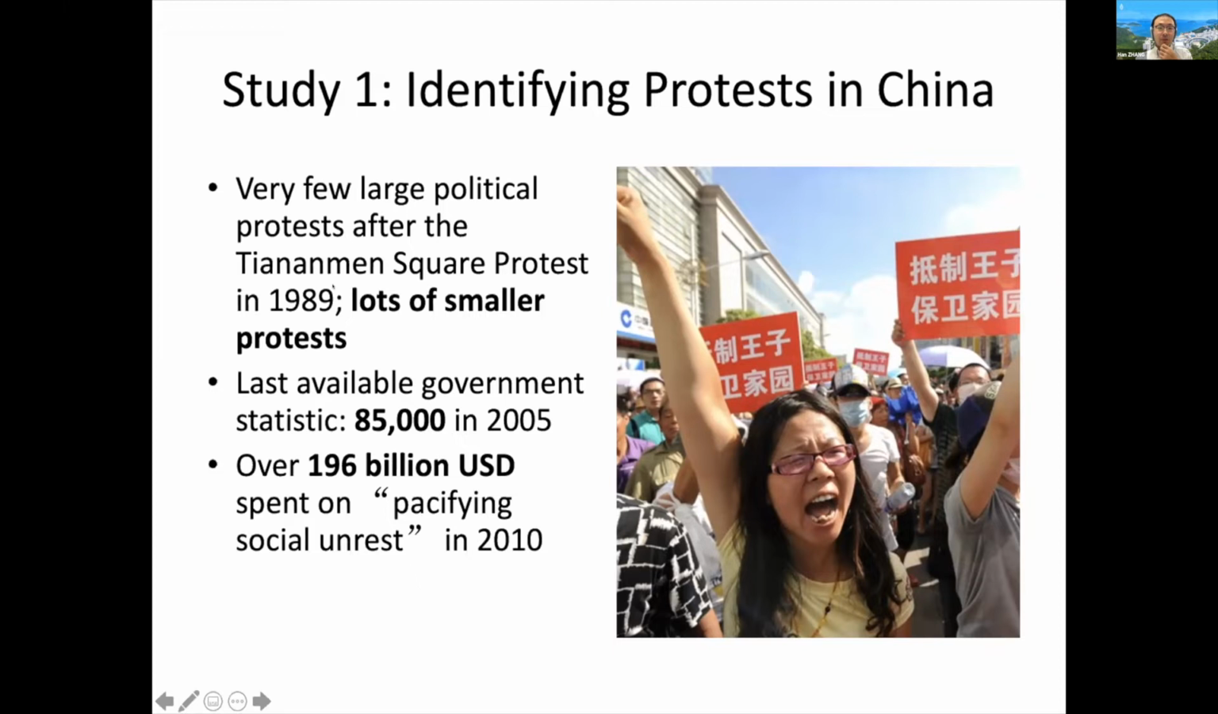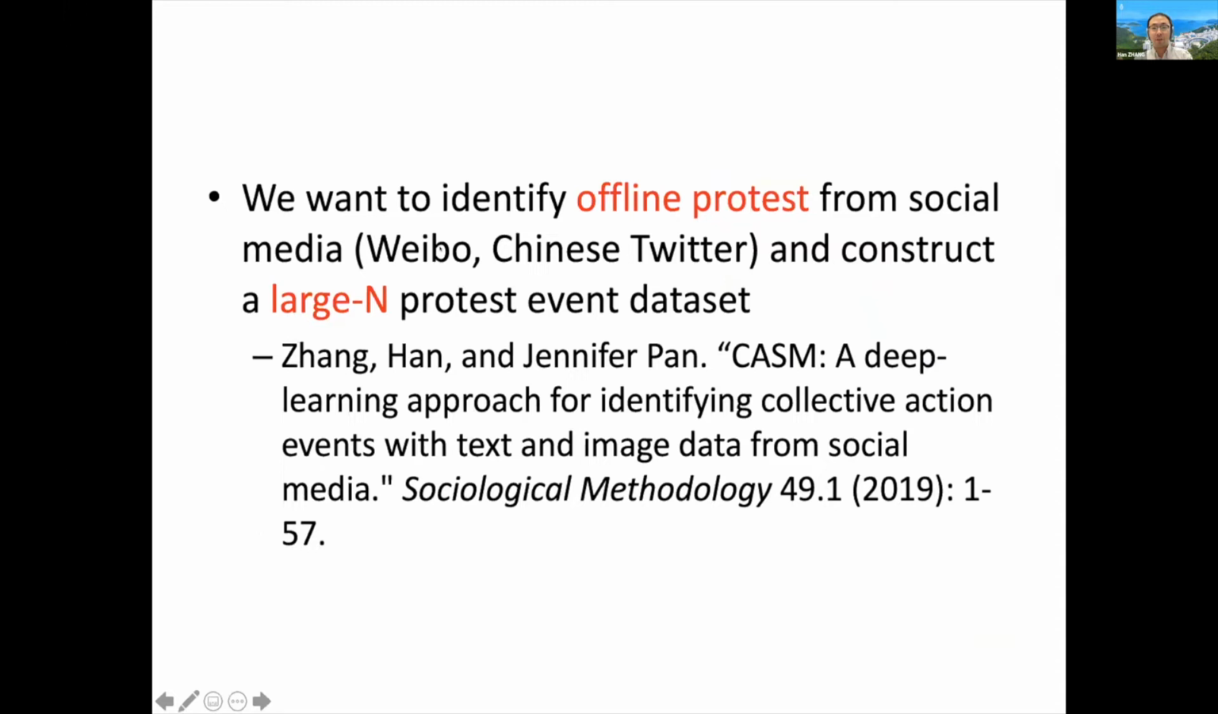But when we as scholars want to study this event, we're actually faced with a lot of problems. In democratic countries, we usually use newspaper data to examine protests, but it turned out to be very hard. So instead we focus on Chinese social media, especially Weibo, which is the Chinese version of Twitter.